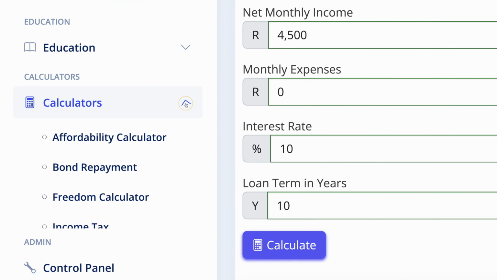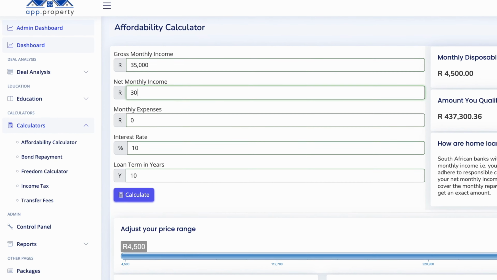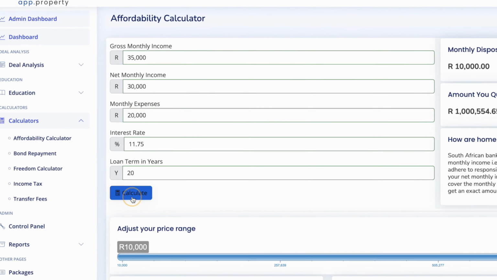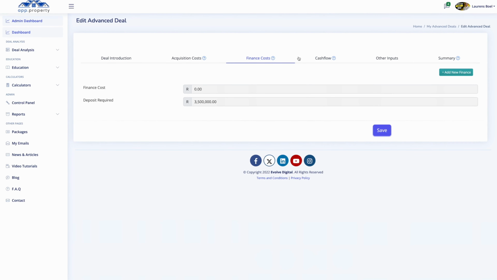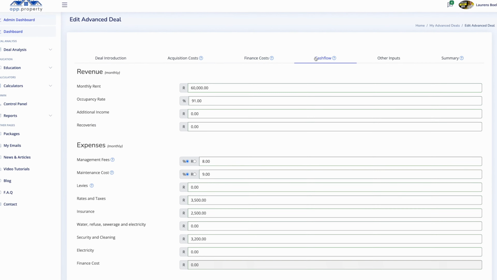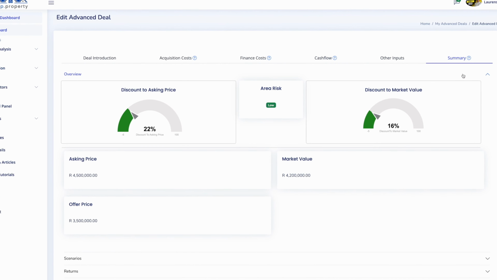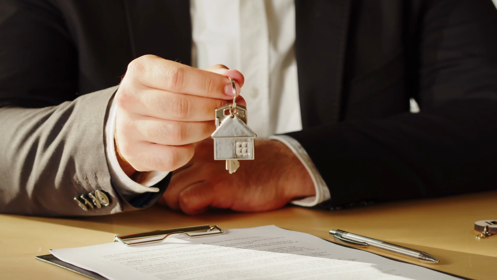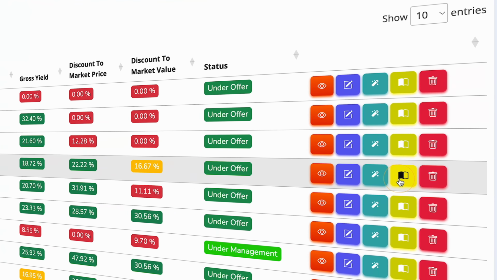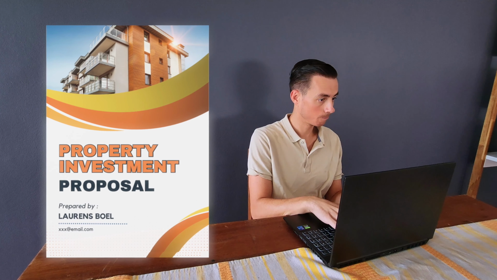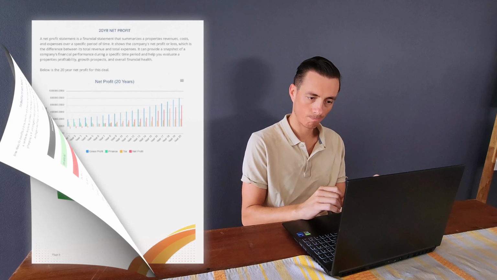Some of the features include calculators, things like transfer fee, income tax, and affordability calculators. Analysis of deals giving you the cash flow, return on investment, internal rate of return, NPV, and all the financial metrics you need to make an informed decision. And with a click of a few buttons, you can generate a professionally designed investor proposal to help you raise finance for your next deal.